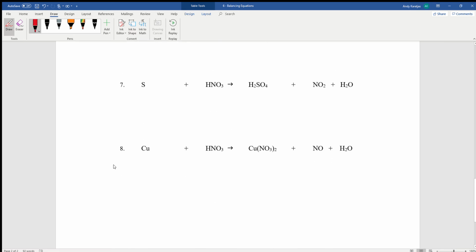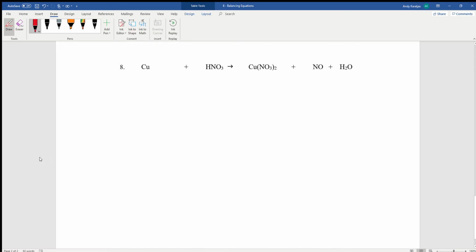Let's go down to number 8. Copper, hydrogen, nitrogen, and oxygen. 1, 1, 1, 3. Copper on the product side, 1. Hydrogens are 2. Nitrogens are 3. And oxygens are 8.